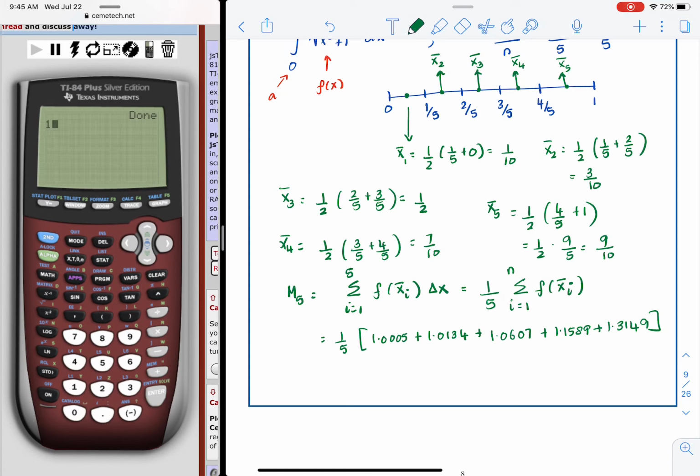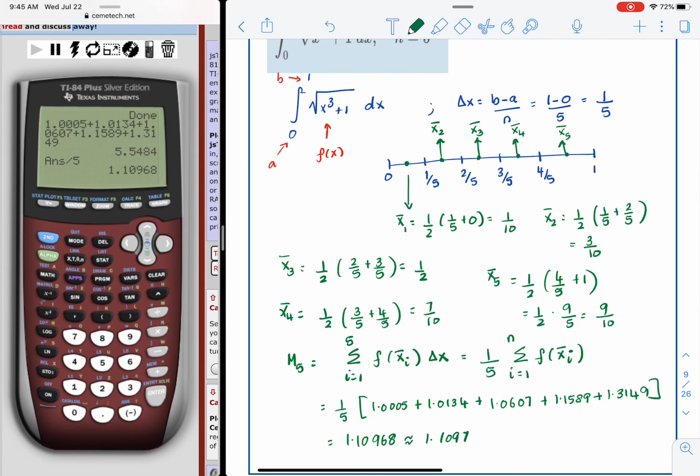So add all the values: 1.0005, 1.0134, 1.0607, 1.1589, 1.3149, divide by 5, the answer is 1.10968, which we can approximate to 1.1097. And that is the midpoint rule.